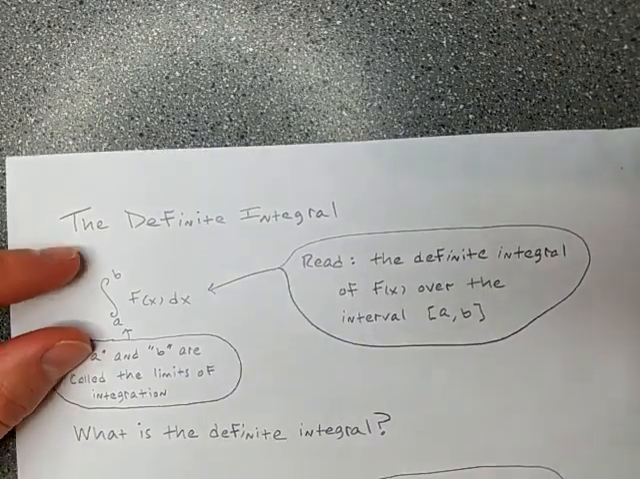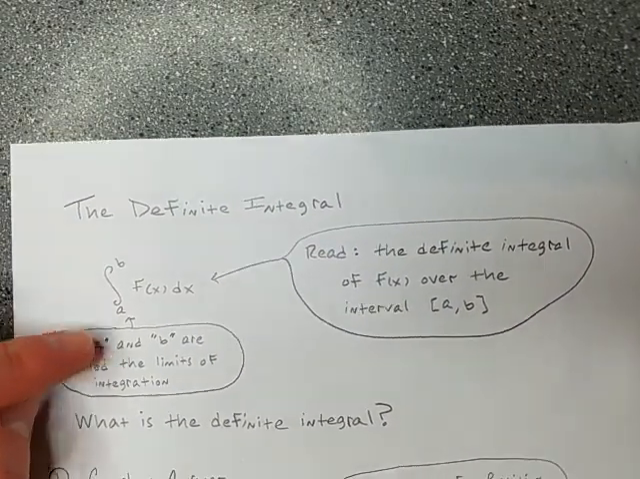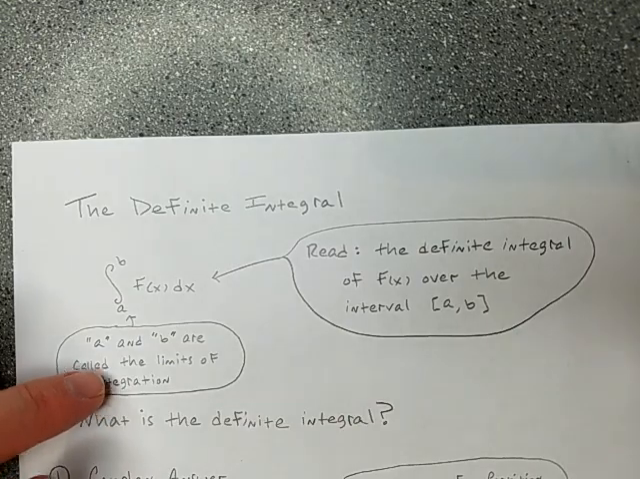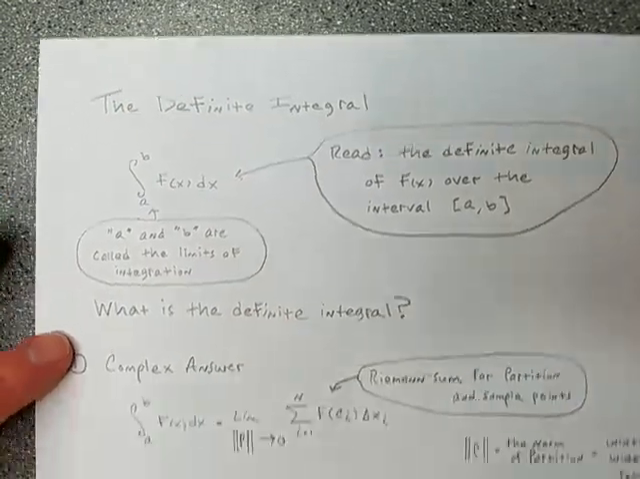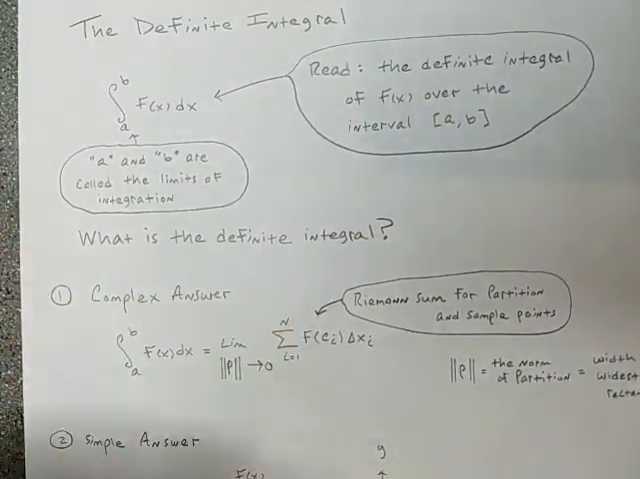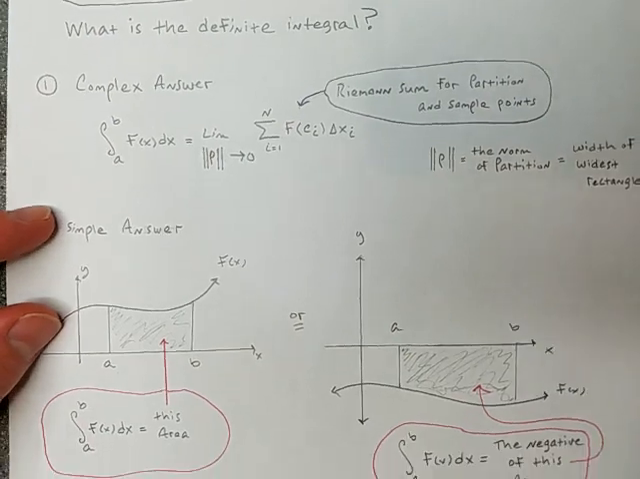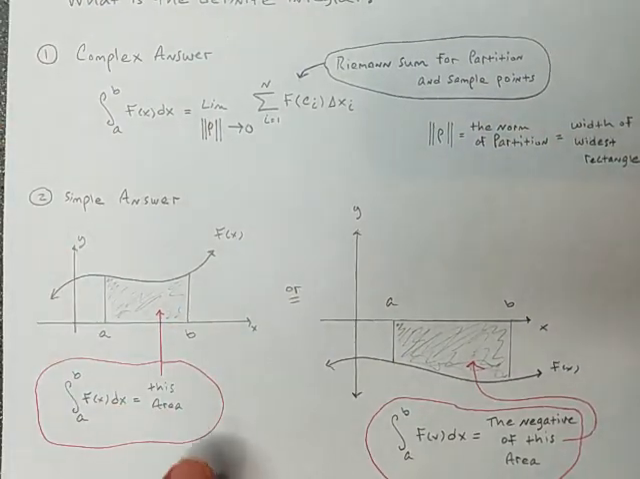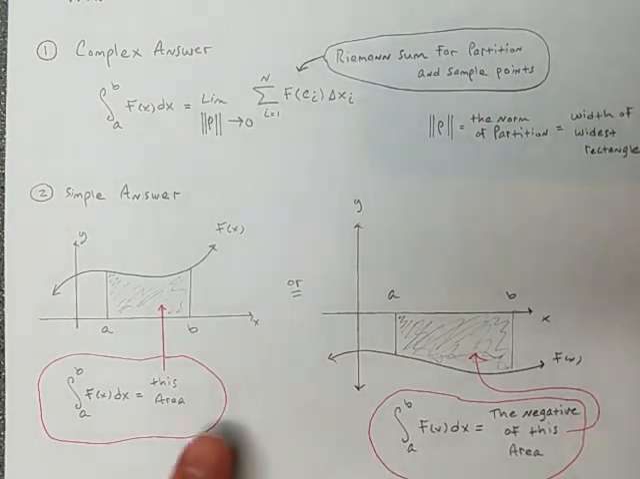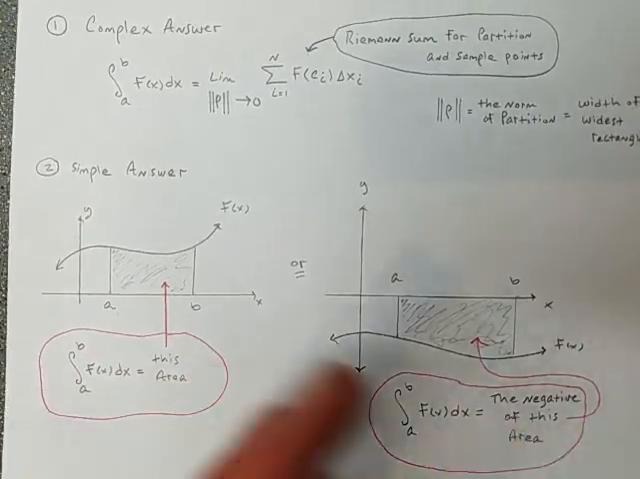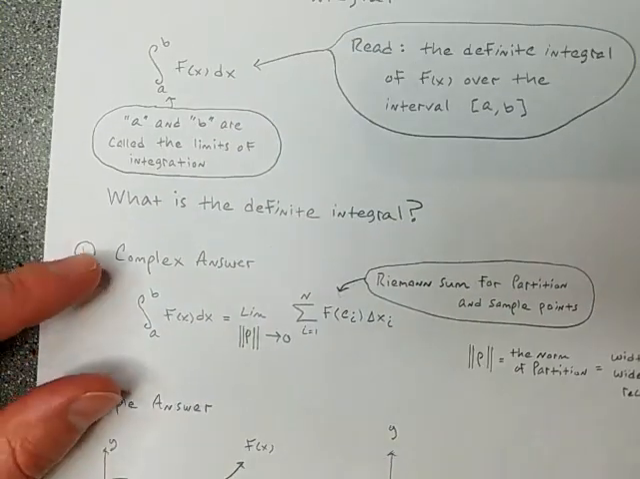Okay, now let's talk about one more thing. This is somewhat obligatory, but I said that here's the notation. We call that the definite integral. We call A and B the limits of integration. There's a certain way that we read it. And I said as far as what it is or how you can think about it or how you can calculate it, there's this complex answer and then the simple answer. We focused on the simple answer in seeing that the integral can be thought of as area in one way or another. What about the complex answer?